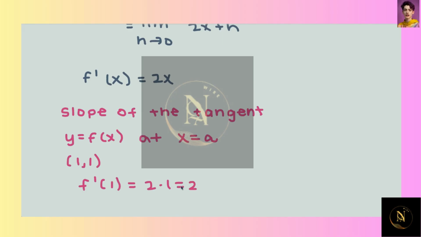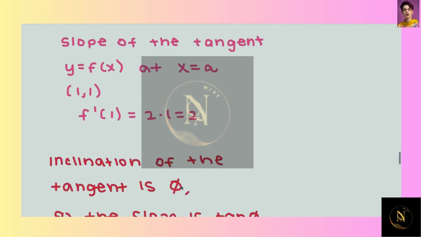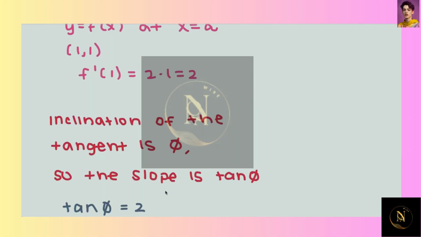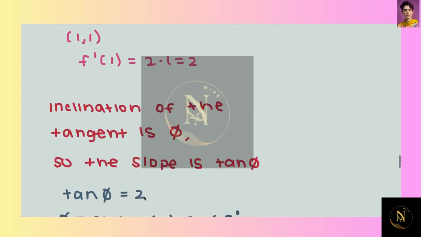Now we have to incorporate this knowledge that we have this angle. So we have this inclination, this angle. So the inclination of the tangent is this angle phi, and we don't know that yet. So the slope that we're trying to find is the tangent of phi. Well, we know that tangent of phi equals 2. That's what we just calculated, f prime of 1.